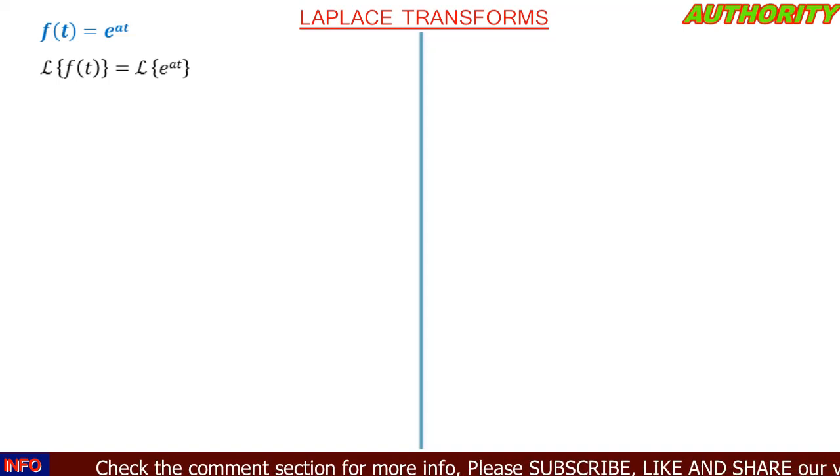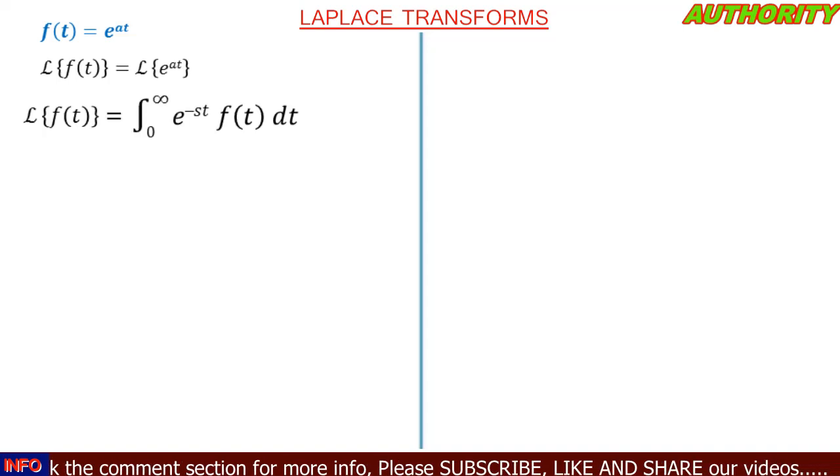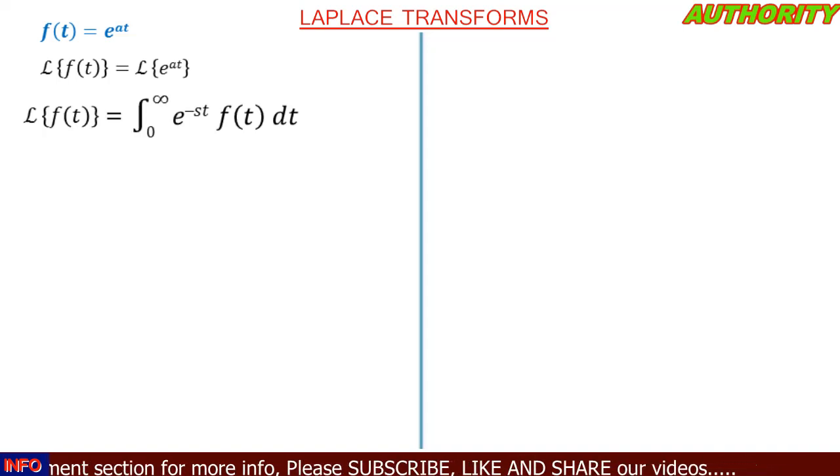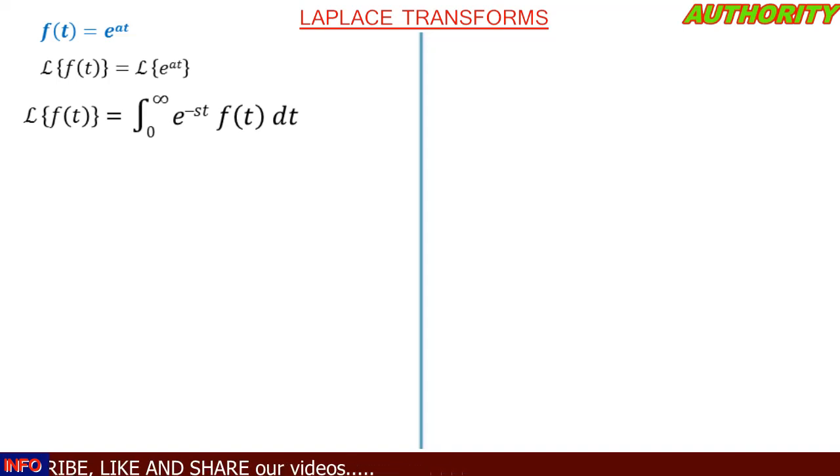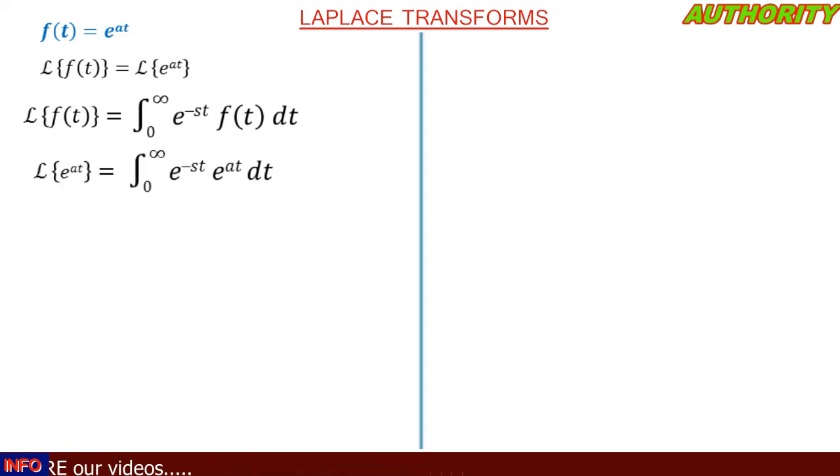Here, going by the definition of Laplace transform, we say that the Laplace transform of f of t is the integral from 0 to infinity e raised to power minus st f of t dt. Now the Laplace transform of e raised to power at is going to give us the integral from 0 to infinity e raised to power minus st, and in place of f of t, we'll replace with the function we have, e raised to power at dt.